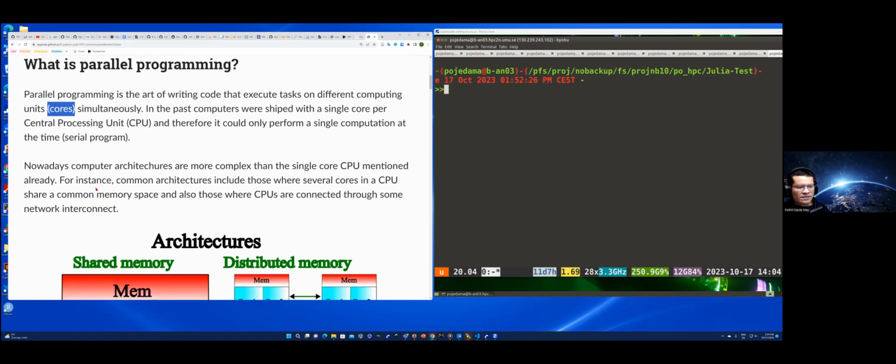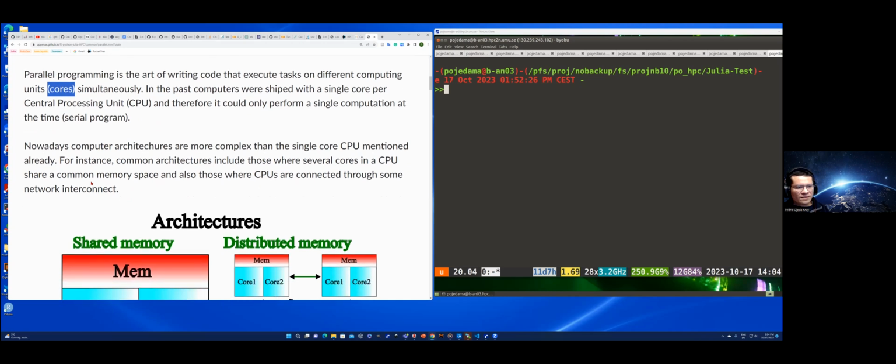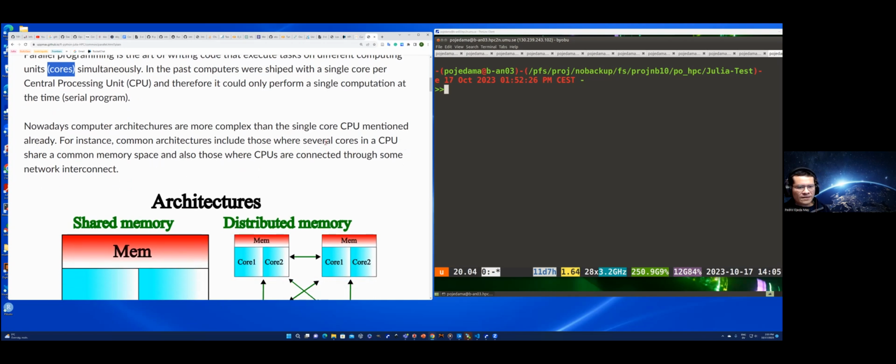So the basic architecture that I mentioned before is now more complex. The CPU now contains more than one core. For instance, there are machines that are now shipped with more than 128 cores, and we will take a look at how the machine Kebnekaise looks like.